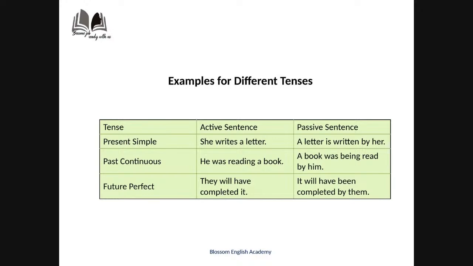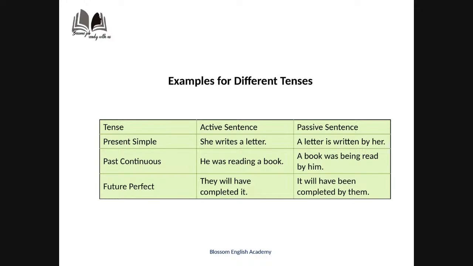So you're using being over here. And the past participle form of your main verb read is read. Okay, yes, it's read, read, and read. I mean, the spelling is similar for all three verb forms. So, here a book was being read. Who was doing the action? He. So, it is by him.